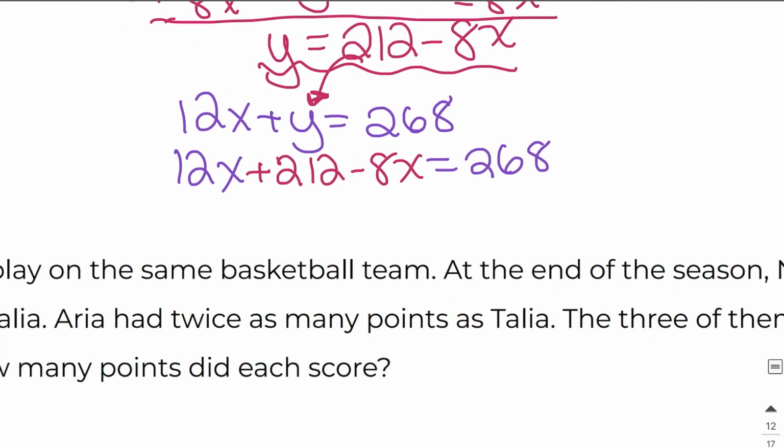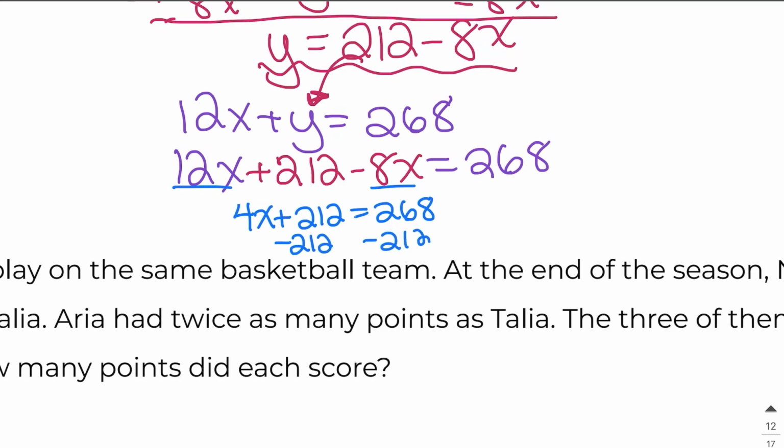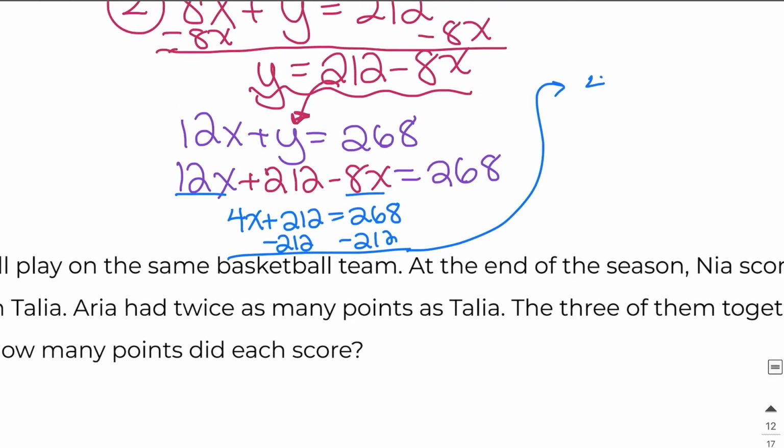So now I'm just going to solve now that I only have a single variable here. So I've got 12x and minus 8x, put them together, you get 4x. Copy down plus the 212. I can subtract the 212 from both sides. Sorry, you're going to have to squeeze some stuff in here. So I end up getting 4x equals 56. I can divide both sides by 4 and I end up getting x equals 14. So we know that x is $14.